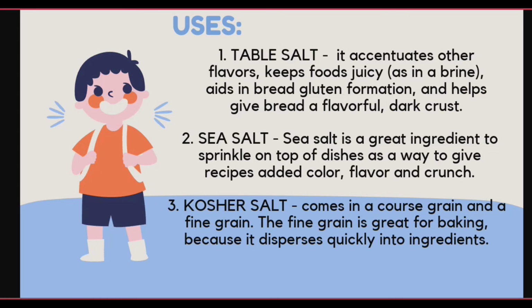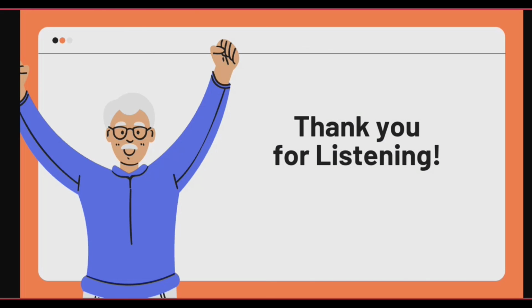The uses of salt. First is table salt. It accentuates other flavors, keeps food juicy, aids in bread gluten formation, and helps give bread a flavorful, dark crust. Second, sea salt. Sea salt is a great ingredient to sprinkle on top of dishes as a way to give recipes added color, flavor, and crunch. Lastly, kosher salt comes in a coarse grain and a fine grain. The fine grain is great for baking because it disperses quickly into ingredients.